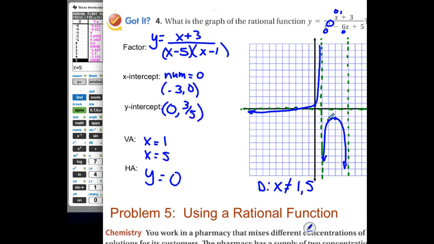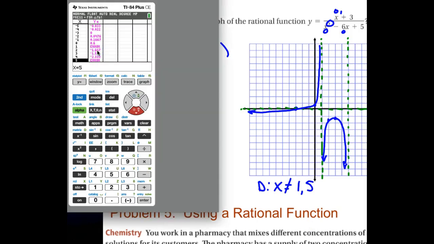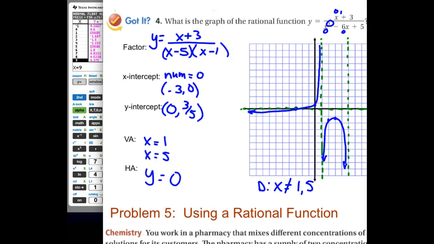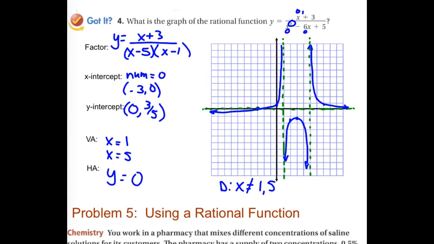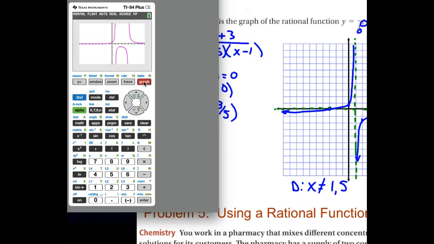And then we want to see what's happening to the right of 5. So at 6, we're at 1.8. And at 7, we're at about 8/10. So probably looking at a branch coming down this way. Does that look like what our graph showed us? We'll go back to the graph here. Yes? Seems to be fitting okay?